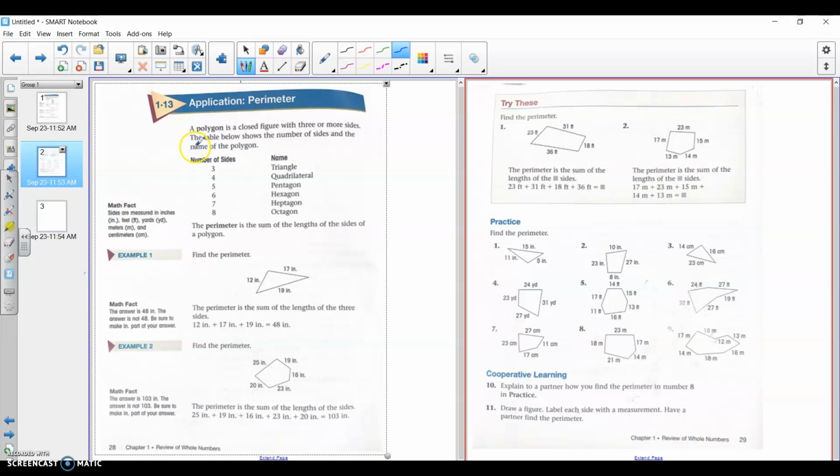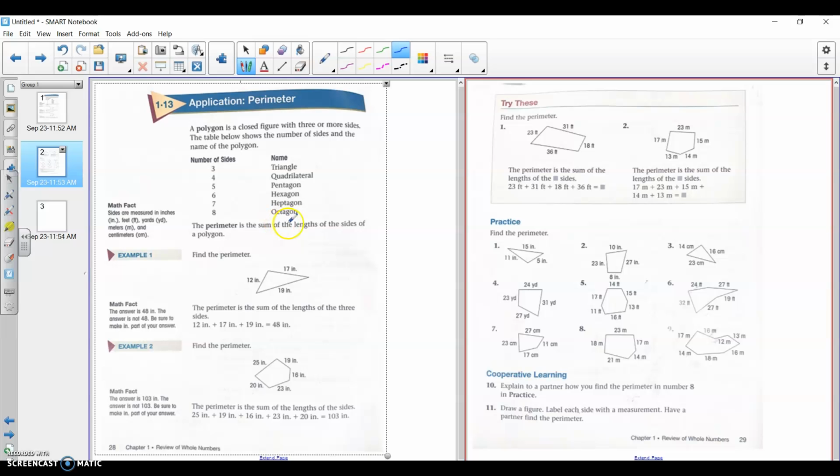A polygon is a closed figure with three or more sides. The table below shows the number of sides and the number of polygons. We've also done this in the shape folder not too long ago, a couple weeks prior to this. So you should already know that a three-sided figure is a triangle, a four-sided figure is a quadrilateral, five-sided is a pentagon, six-sided is a hexagon, seven is a heptagon, and eight is an octagon. Obviously, there's more, but for our purposes today, they have it.